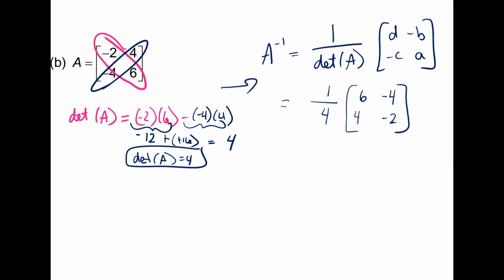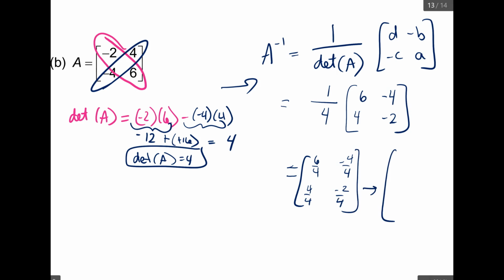So I'll go through. 4 times A. What is A? Is it the determinant times A? No. Denominator? Determinant of A. That's how I write it. Go through, multiply every single term by 1/4, aka divide it all by 4. So 6/4 is the same as 3 over 2. I'll show you the intermediate steps. There you go. 6 over 4, negative 4 over 4, 4 over 4, negative 2 over 4. So this is 3 over 2, negative 1, 1, negative 1/2. And that's it.